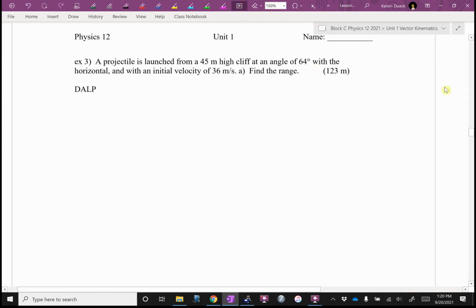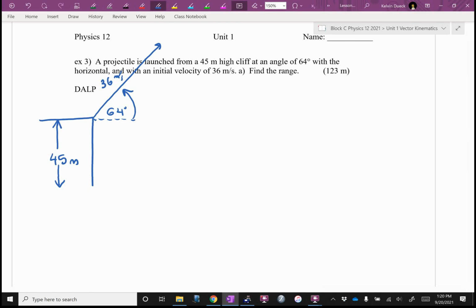It does say DULP. I would draw a little picture. So a projectile was launched from a cliff. Here's my cliff, 45 meters high. Angle of 64 degrees. Yoink. 36 meters per second. 64 degrees. I'm going to do the rest of this question on my own quietly. We're just going to do part A, and then we're going to hit pause. So see if you can get this on your own.